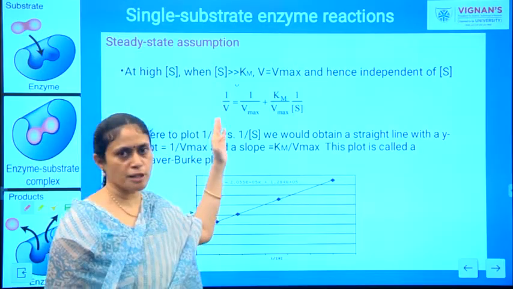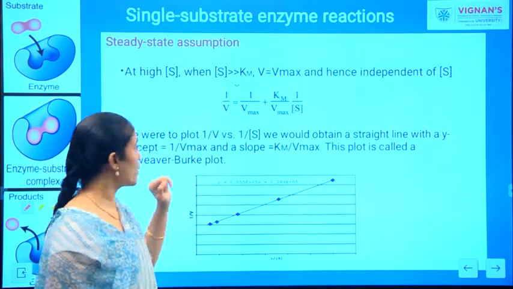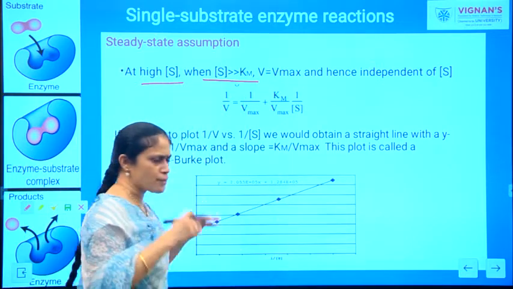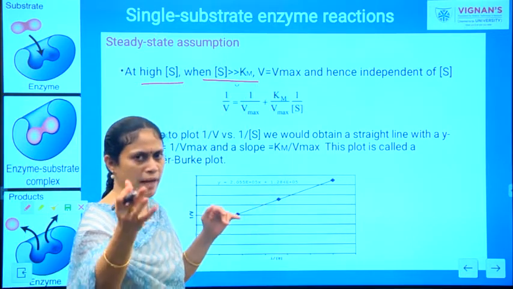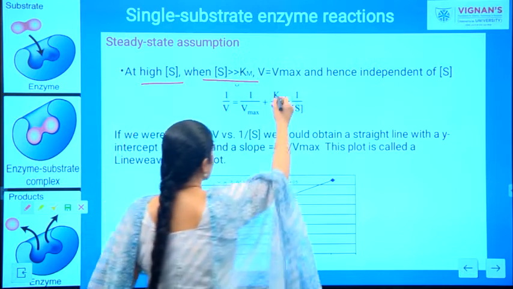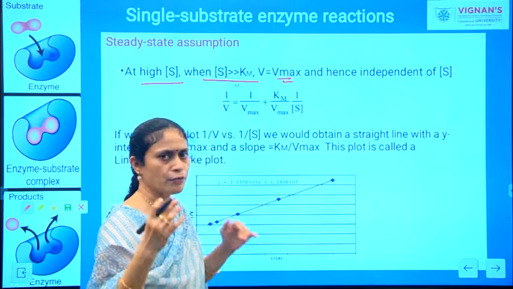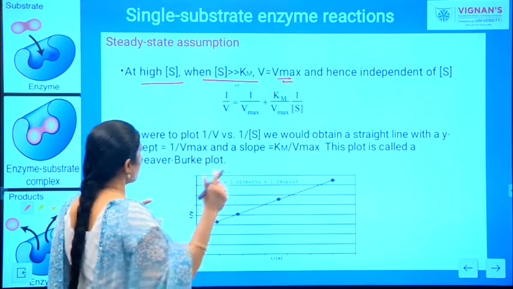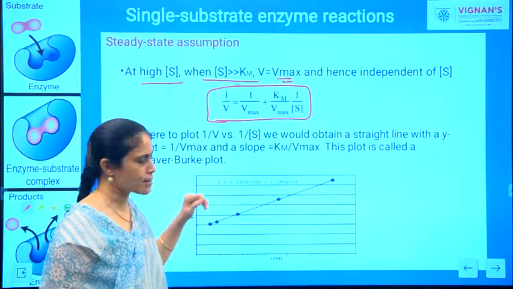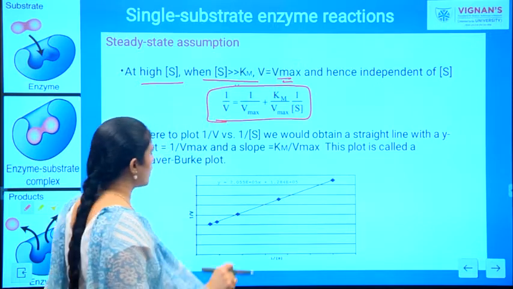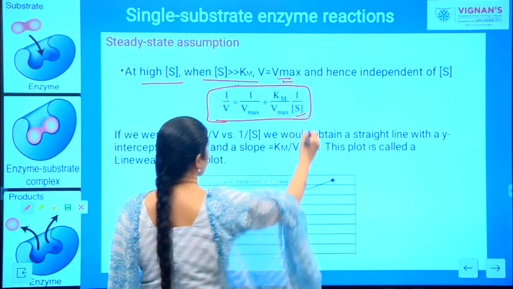Let us consider the reciprocals of the Michaelis-Menten equation. At high substrate concentration, when the concentration of substrate is very much higher than your Michaelis-Menten constant and V is equal to Vmax, then it will be independent of your substrate concentration. So, we will be getting the equation like this: 1 by V is equal to 1 by Vmax plus Km by Vmax into 1 by S.